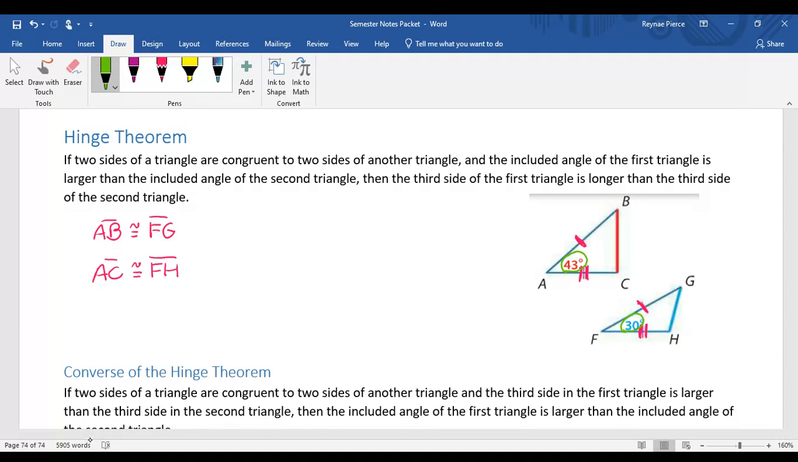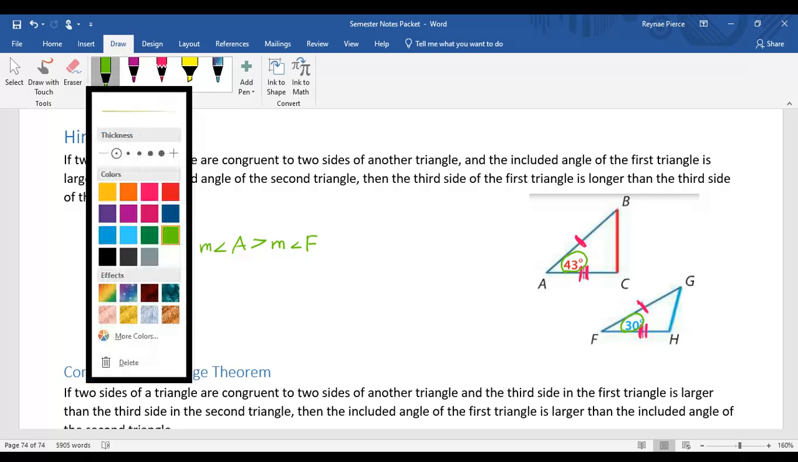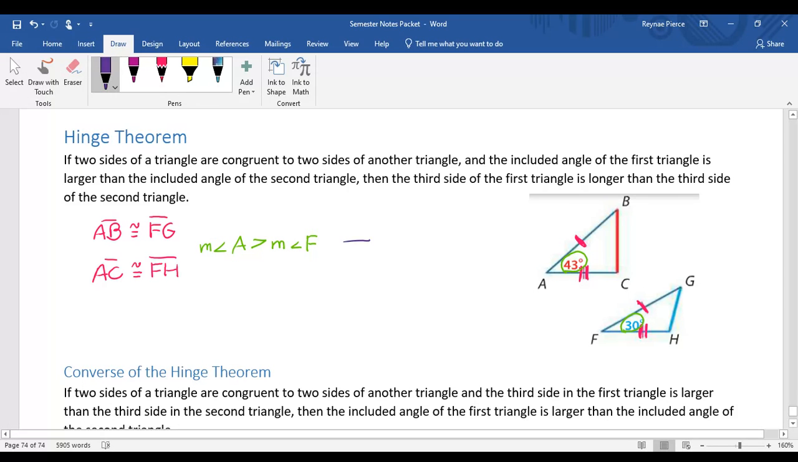So since the measure of angle A in the first triangle is larger than the measure of angle F, those are those included angles, we then can conclude that the side opposite the larger angle, so BC here, is going to be larger than the side opposite that smaller angle.